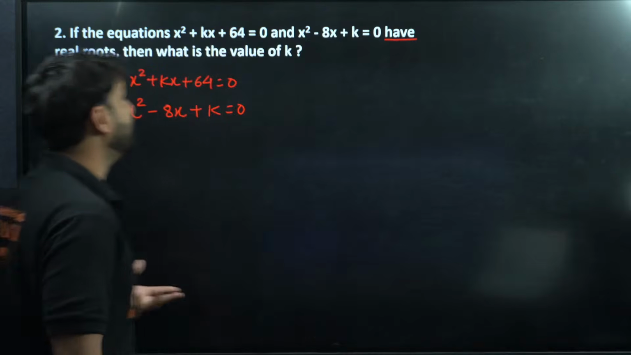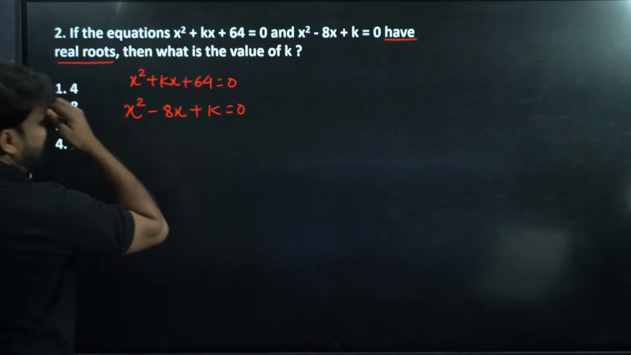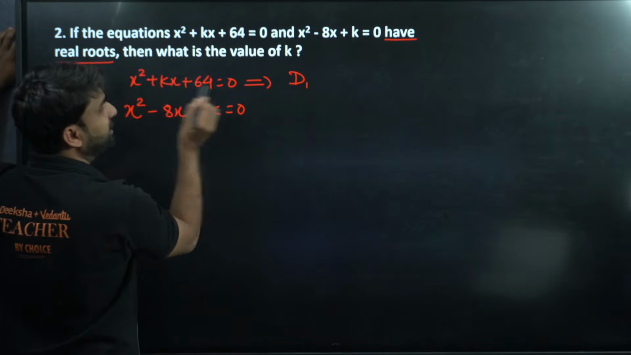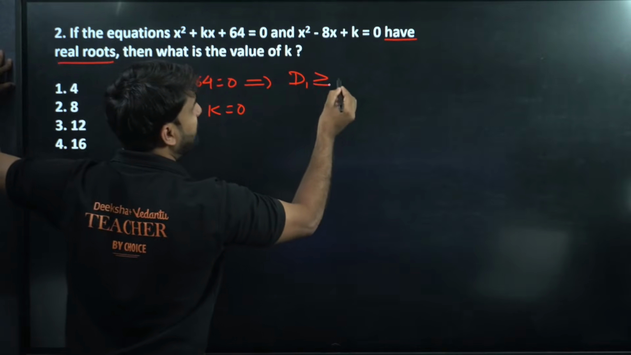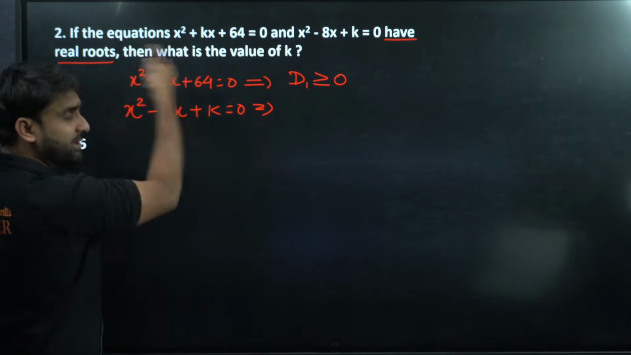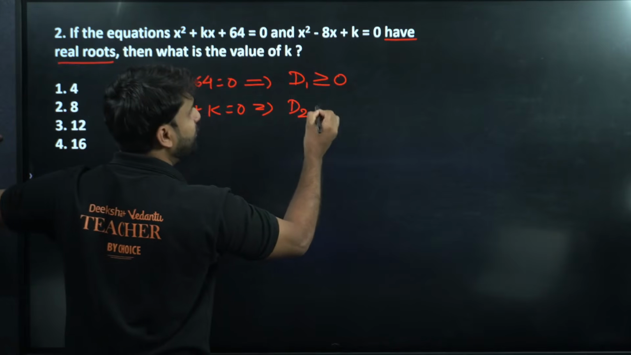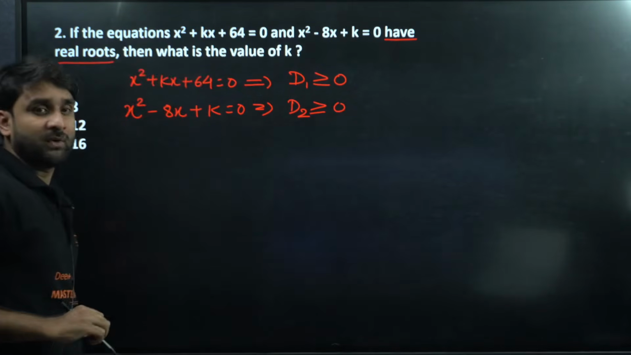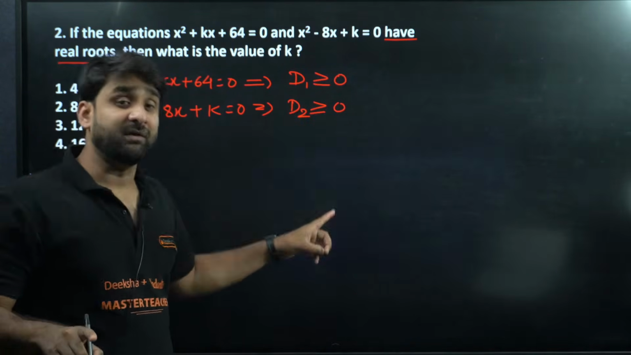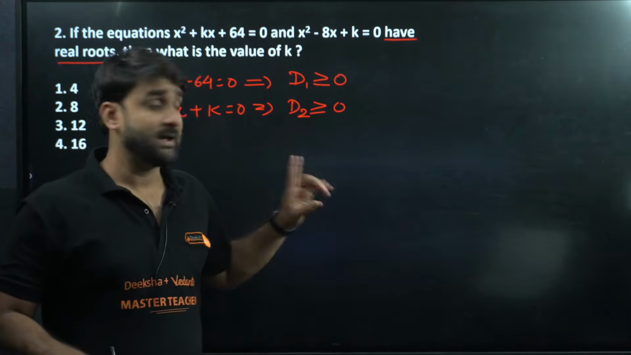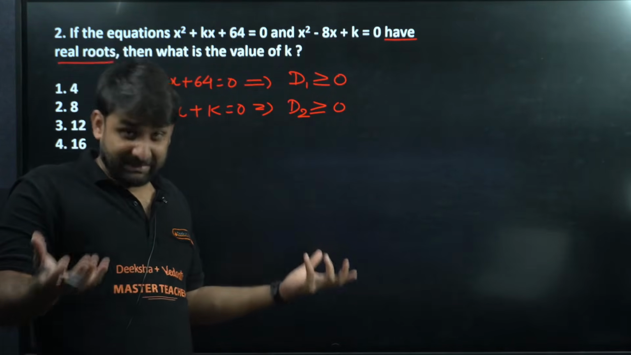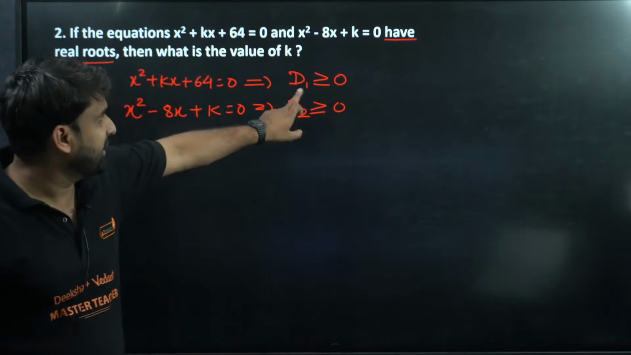And what is the condition for real roots? If the quadratic equations have real roots, it means that their discriminant, so I'm calling discriminant of first equation as d1, d1 will be greater than equal to 0. And similarly this quadratic equation also has real roots, so d2, discriminant 2, will be greater than equal to 0. Discriminant cannot be less than 0. The roots may be equal also, the roots may be identical also. So that's why I'm taking d1 greater than equal to 0.